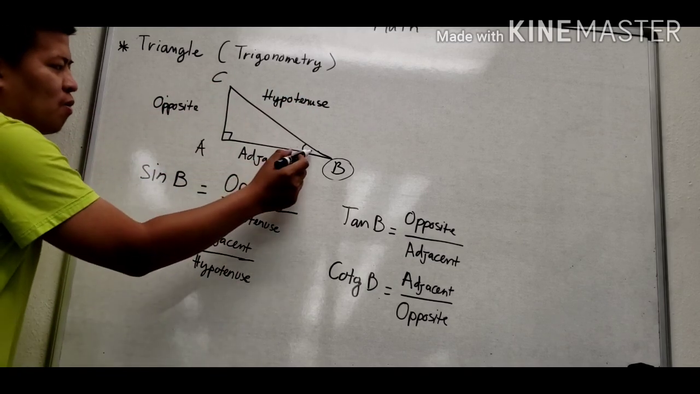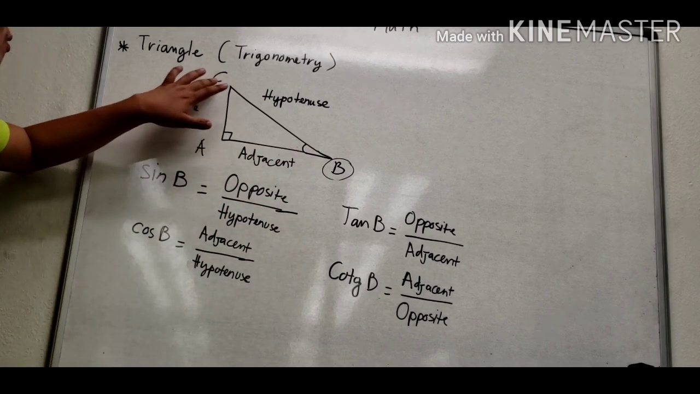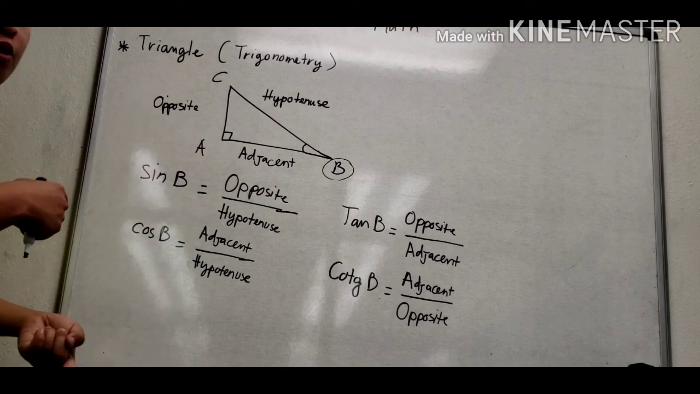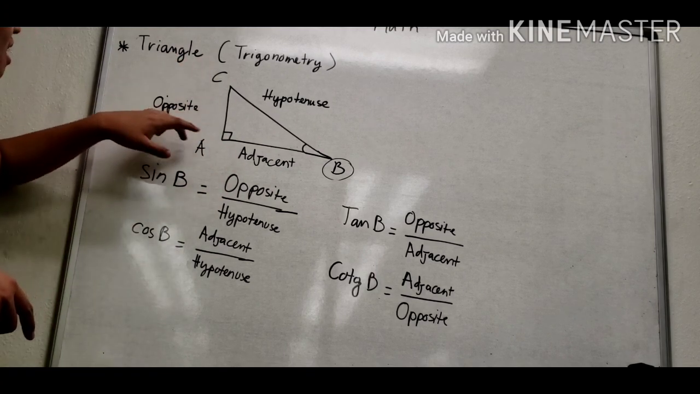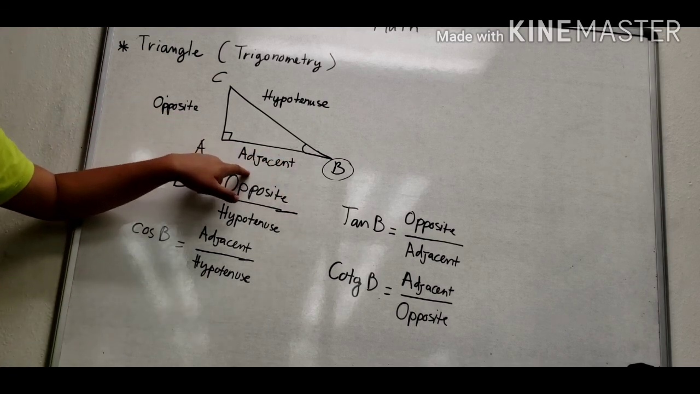If we choose the angle C instead, adjacent and opposite swap. It means A and C become the adjacent, and A and B become the opposite.